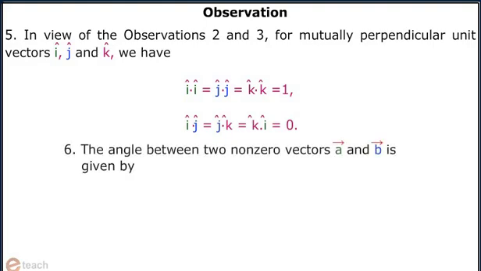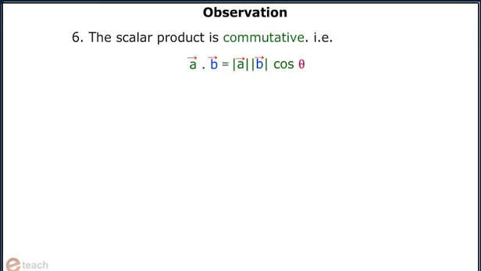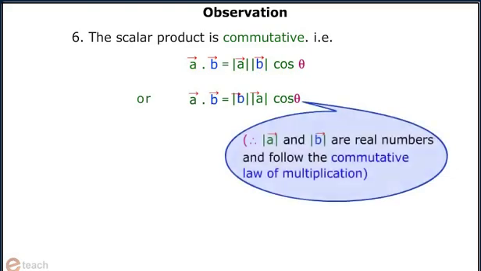The angle between two non-zero vectors a and b is given by cos theta equals a vector dot b vector whole divided by mod of a vector into mod of b vector. Or we can say theta equals cos inverse of a dot b divided by mod of a vector into mod of b vector. The scalar product is commutative, that is, a dot b equals mod of a into mod of b into cos theta, or a dot b equals mod of b into mod of a into cos theta.